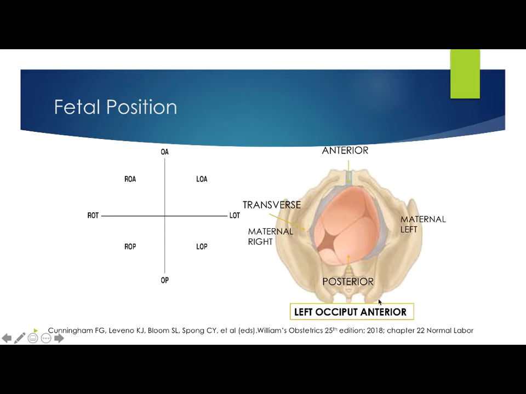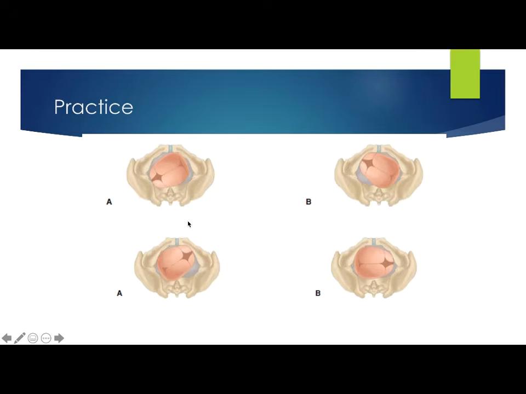In this picture or example that we have here, this is a fetal position at left occiput anterior because, as you can see, the occipital fontanelle is pointing this way. Okay, so let's do some exercises. As you can see in this picture, we have the occipital fontanelle pointing in this direction. So this is left occiput anterior.